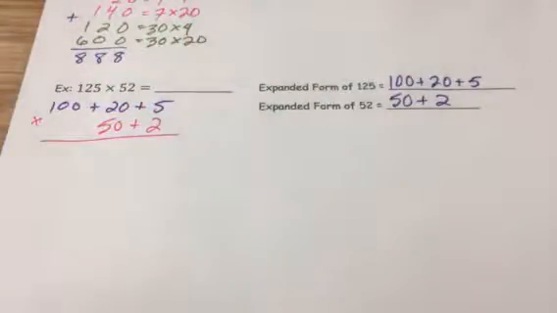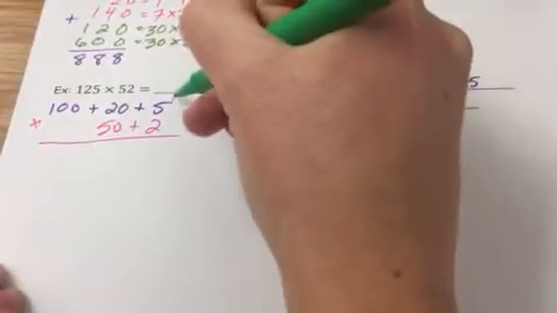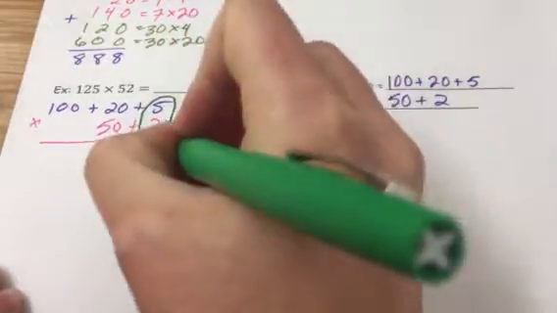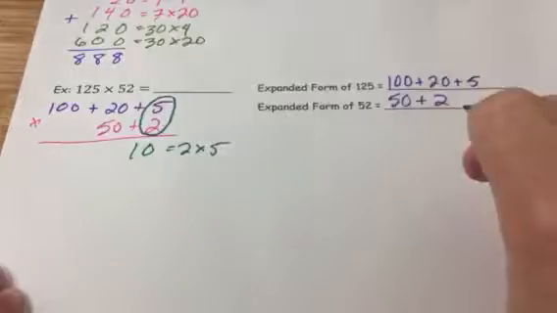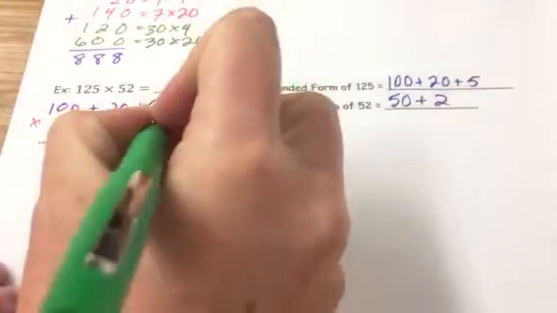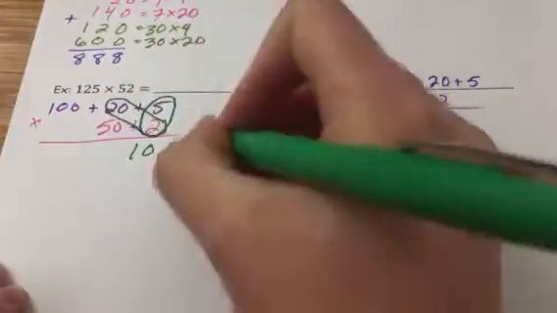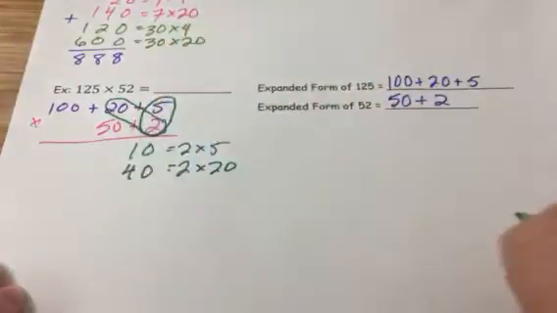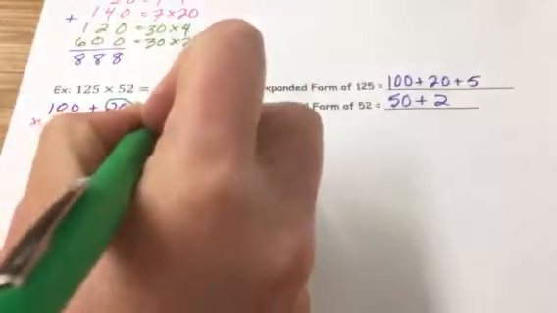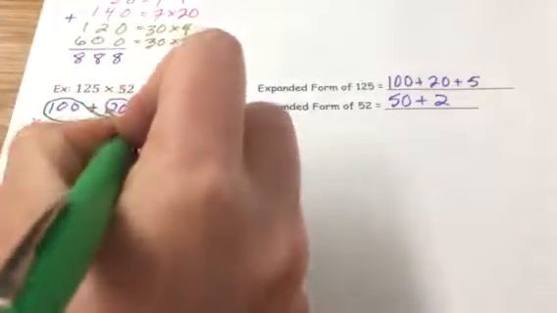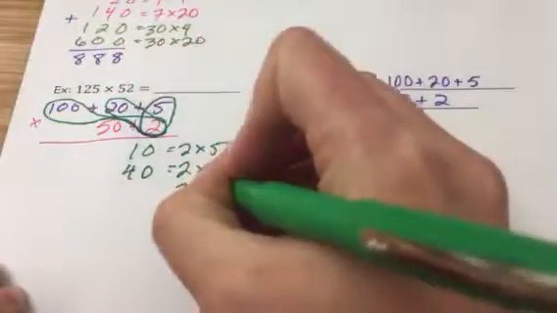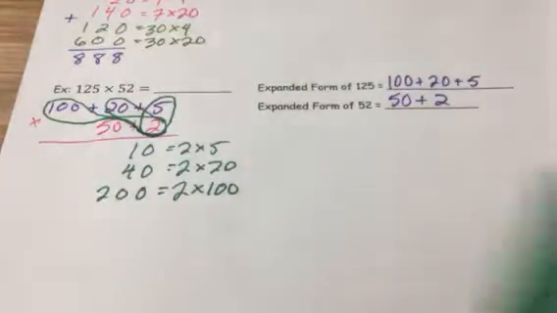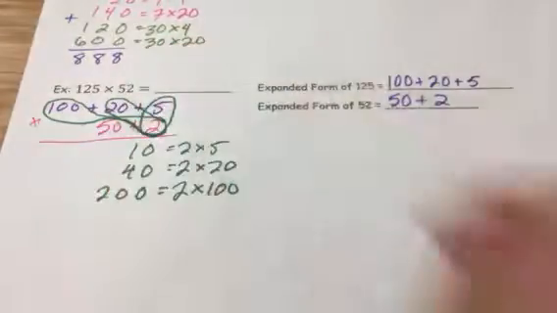I'm going to take it piece by piece and multiply through. So I've got 2 times 5, which is 10. I'm going to go ahead and multiply the 2 by the 20, and that gives me 40. Lastly, I'm going to multiply my 2 by my 100, and that gives me 200. Okay, I'm done multiplying the 2.